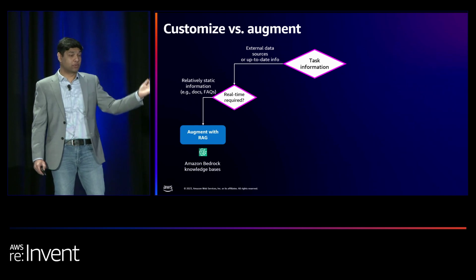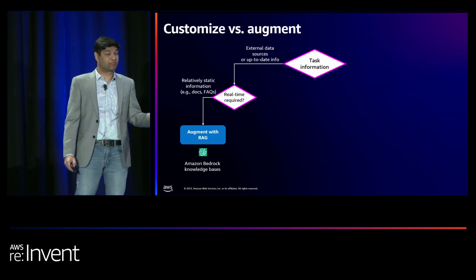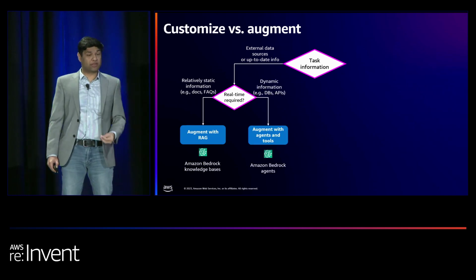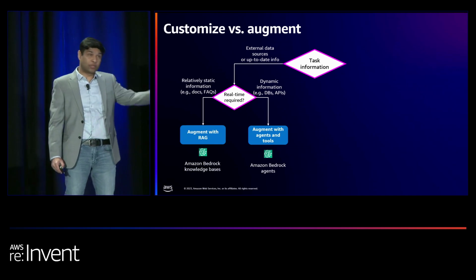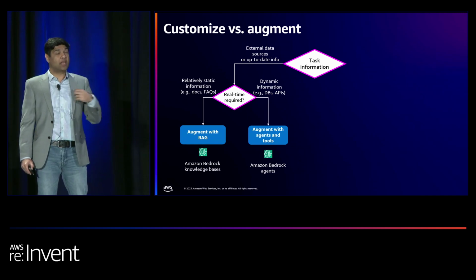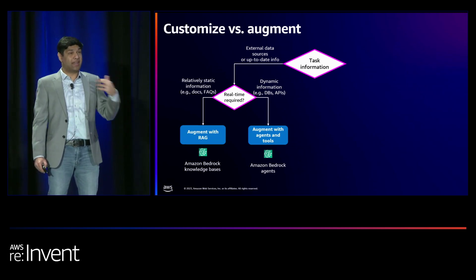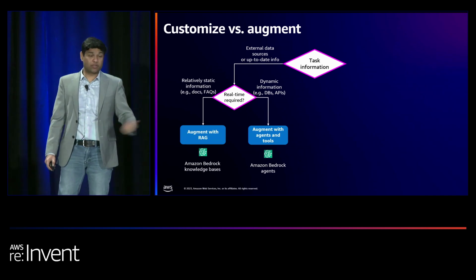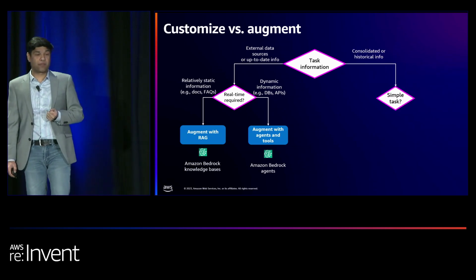And for that, you can use Amazon Bedrock knowledge bases. If you need real-time information, that means you're going to a database or you're querying APIs, then you would use augmentation with agents and tools. And for that, you can use Amazon Bedrock agents.